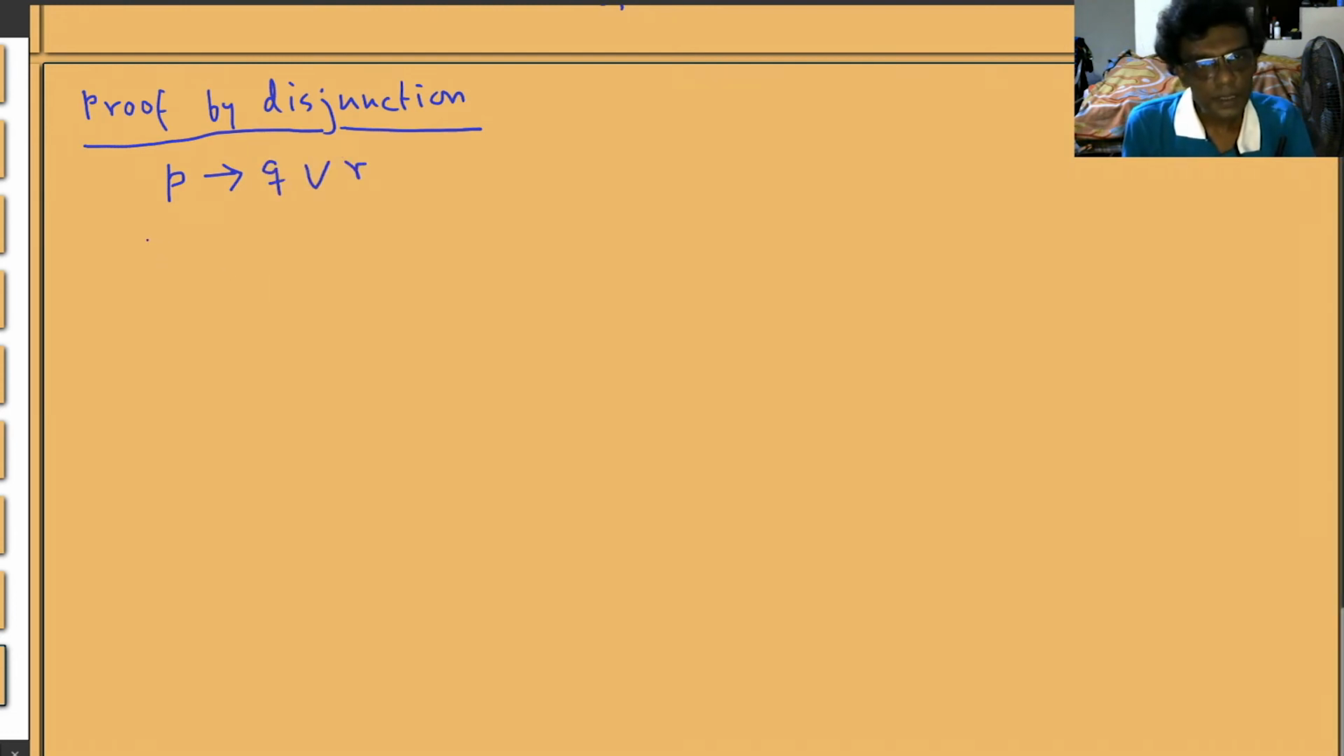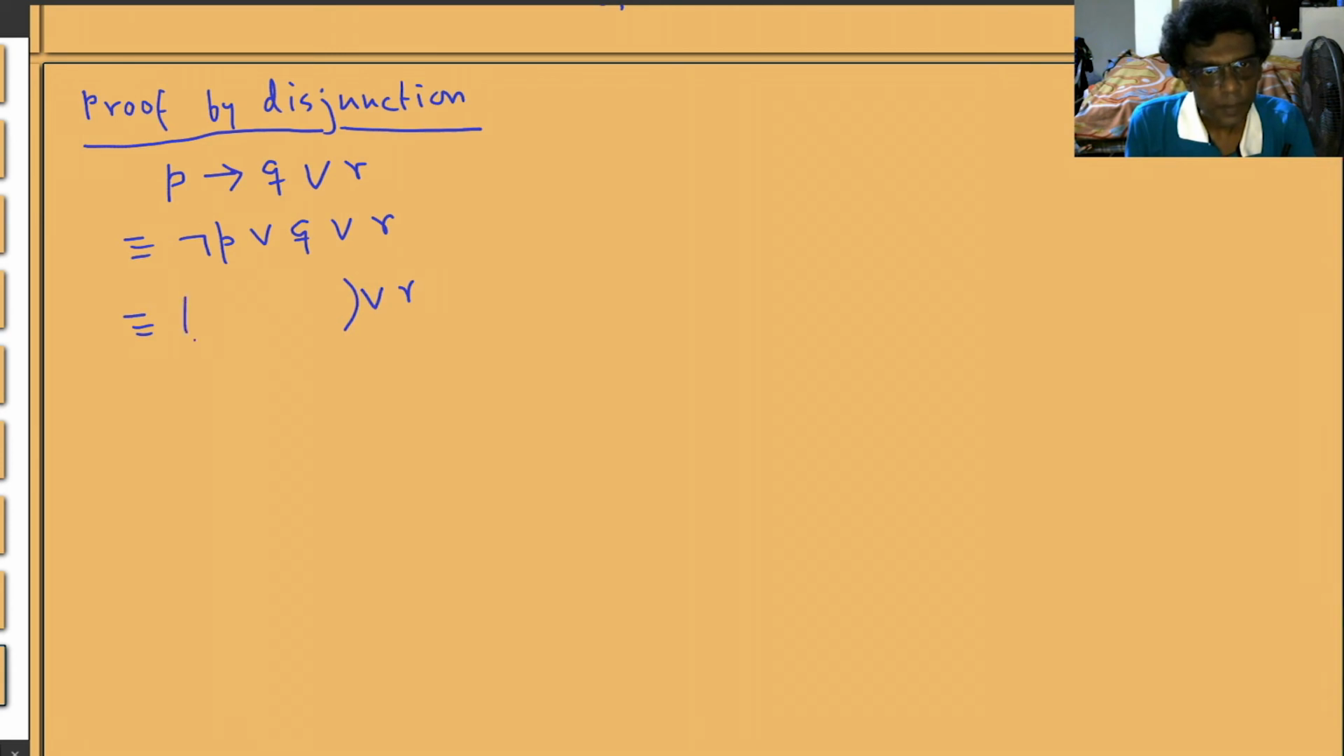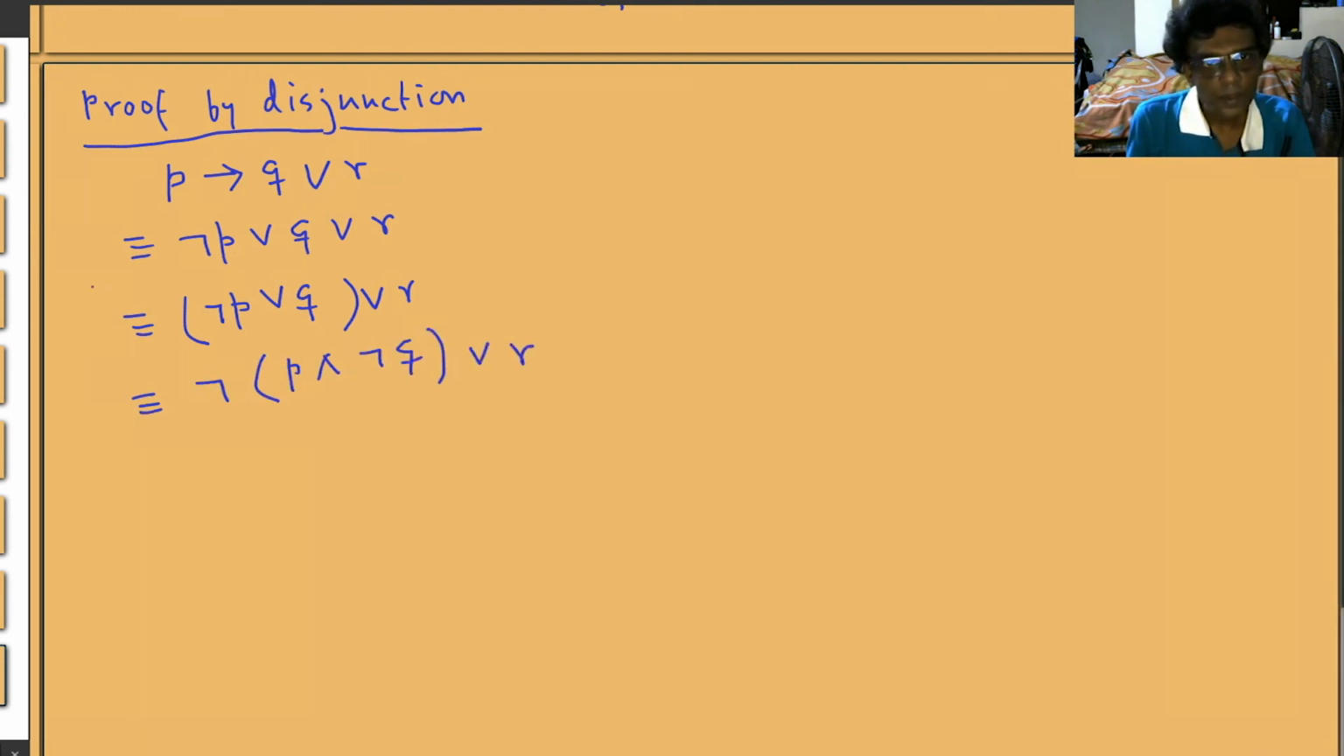Then what is the logical implication of this? This is equivalent to not P or Q or R. If I now look at this part, not P or Q, this can be written as P and not Q implies R. So this is equivalent, in turn, to P and not Q implies R.